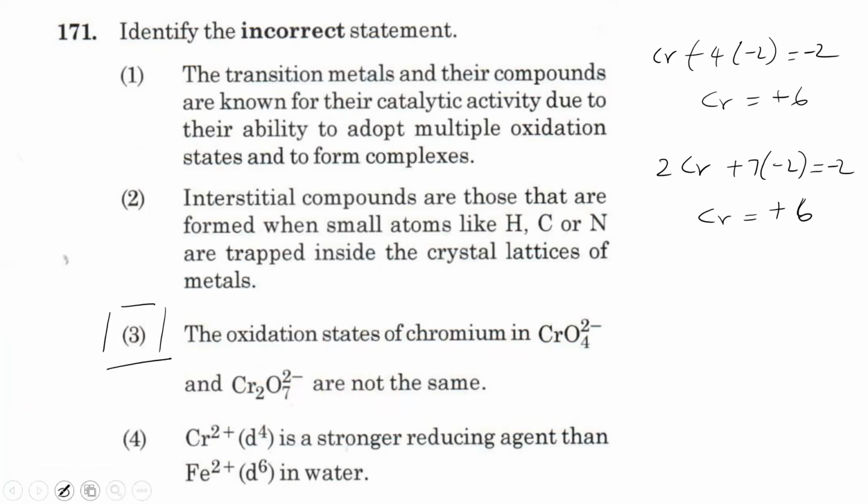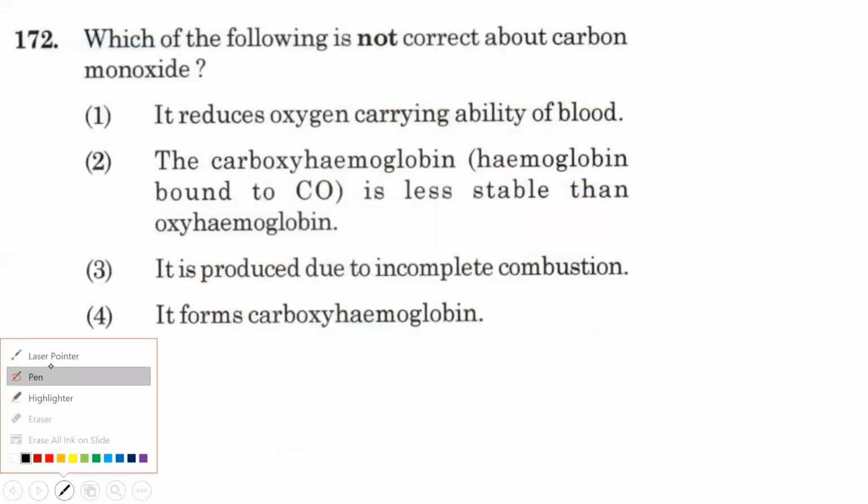Fourth option we will see. In the fourth option we are seeing Cr2+ is a d4, stronger reducing agent than Fe2+, because if d4 is losing one electron, then it will get d3. d3 means t2g3. t2g3 means the half-filled configuration, therefore stable, therefore it is stronger reducing agent. Okay, next question we will take.